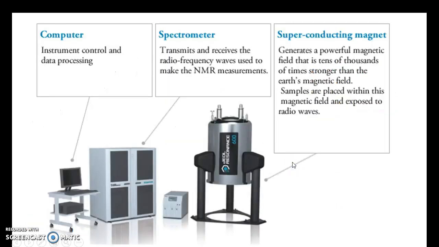Now, how a spectrometer works. The first thing you do is you need to get a superconducting magnet that generates a powerful magnetic field that is tens of thousands of times stronger than the Earth's magnetic field. Samples are placed in and exposed to radio waves. The spectrometer transmits and receives the waves to make the NMR measurements. And of course you have a computer that does all the data processing.